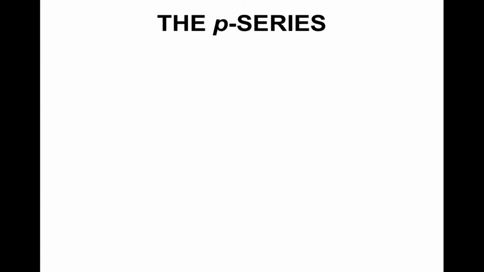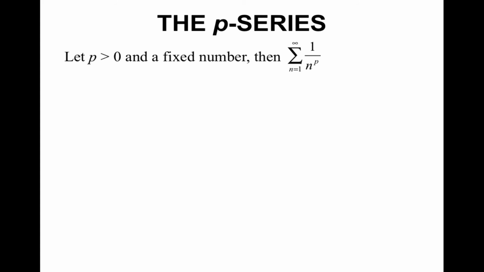Now the integral test leads us to what is called the p-series. So we're going to let p be greater than 0 and a fixed number, so that then we have the series of 1 over n to the p power. So that would look something like this: 1 over 1 to the p plus 1 over 2 to the p plus, and so on.